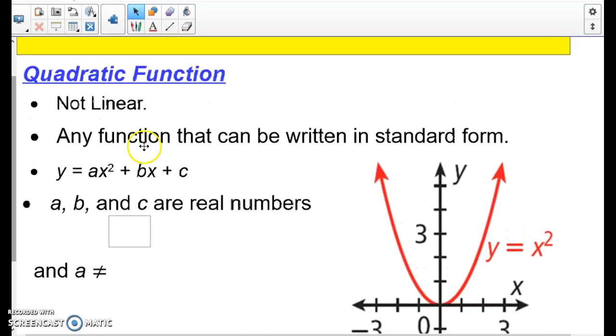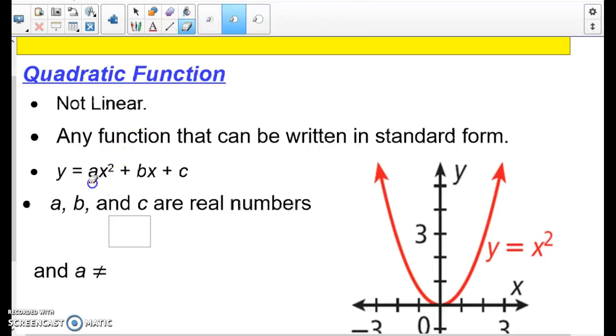A quadratic function has to be written in this form. Remember, a, b, c are all variables, so they're going to be different numbers that change. A number with x squared, and then a number with x, and then a number with c. The important part is that a can't be 0. Otherwise, if we eliminate this part right here, then it's just a linear function. It's not a quadratic function.